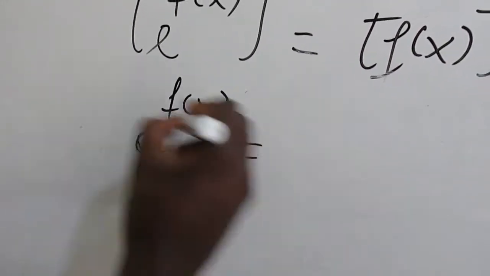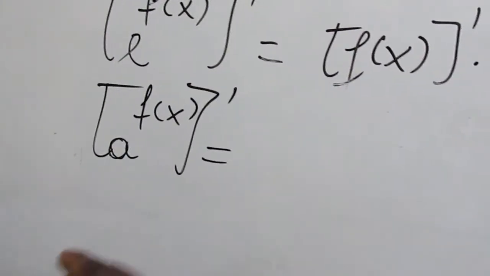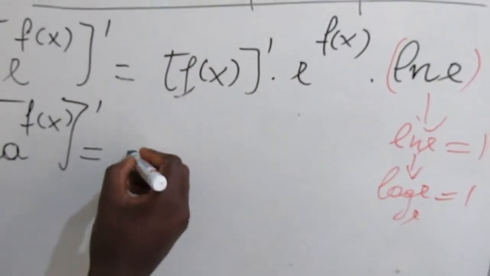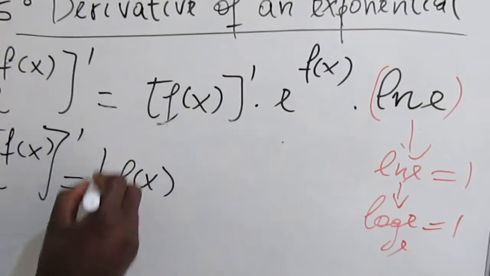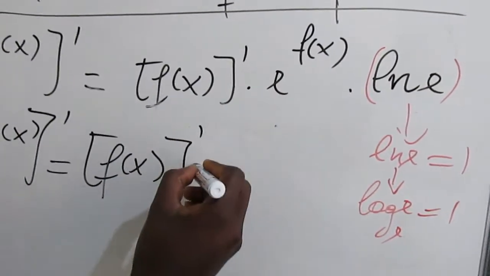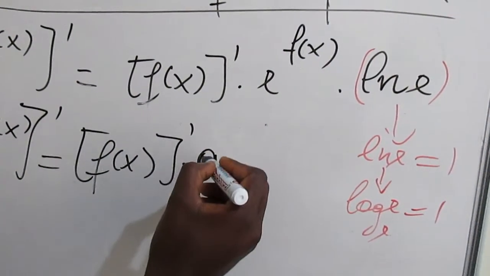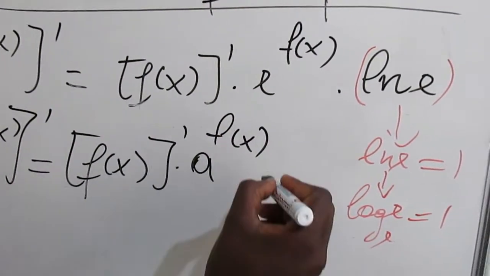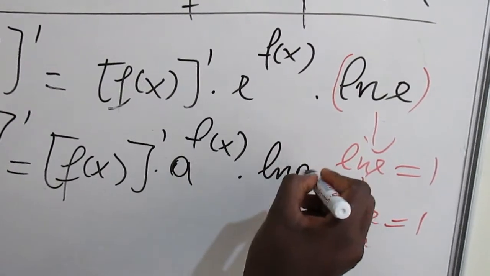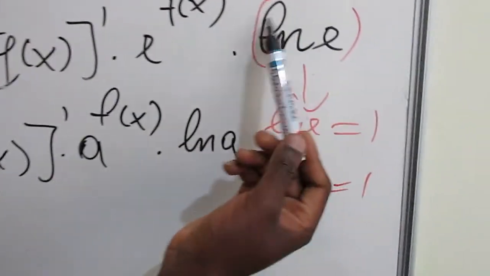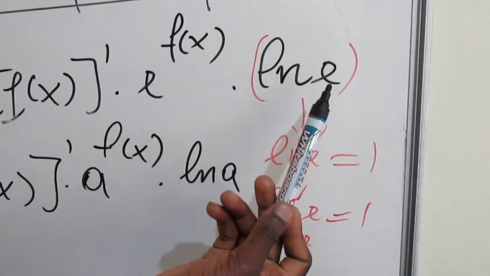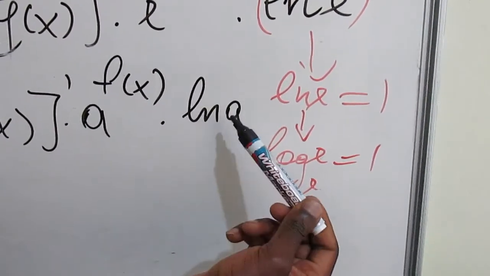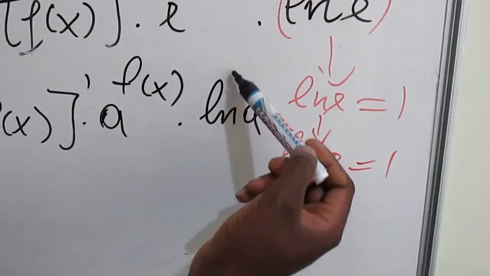Now here, the derivative of this one, we're still going to write the same thing as it is there, but something will change because there is a there. So here we derive f of x, then we multiply a to the power f of x multiplied by ln of a. This is why I even showed you here why we don't put the ln of e. It's because it's 1 already. But here ln of a can be 2, 3, so we have to keep it there.